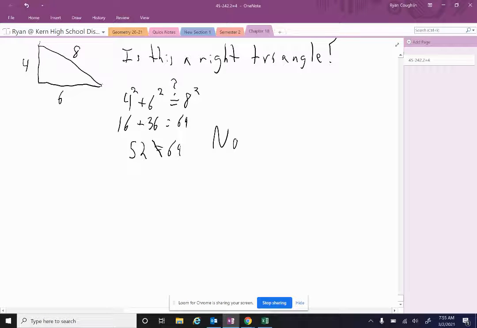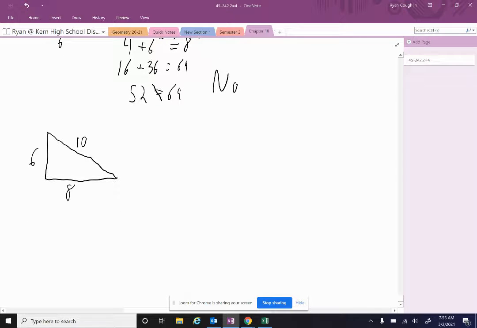Now, what if we had, let's say, how about 6, 8, and 10? Let's try this one. So we're going to check again. 6 squared plus 8 squared, does that equal 10 squared? Well, 6 squared is 36, 8 squared is 64, 10 squared is 100, 36 plus 64 is 100, so 100 equals 100. So yes, since they are equal, that is a right triangle, okay?